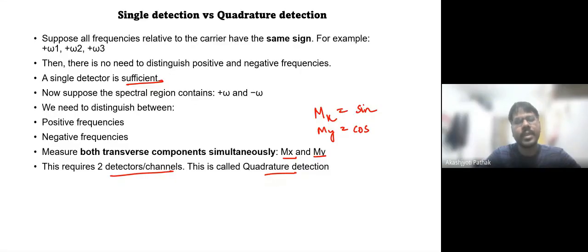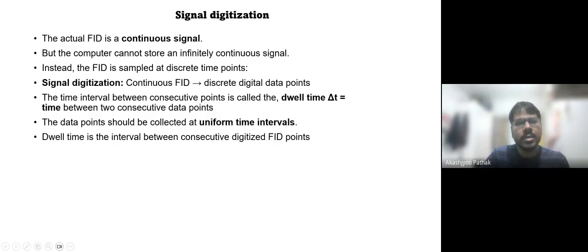So the main difference between single detection and quadrature detection is that in single detection you have a single detector, so it will detect only the positive frequencies. In quadrature detection you have two detectors, one that can detect the X magnetization components, and another that can detect the Y magnetization components. So you require two detectors.